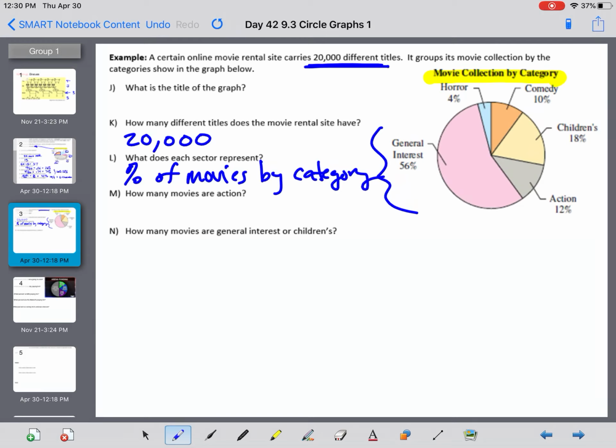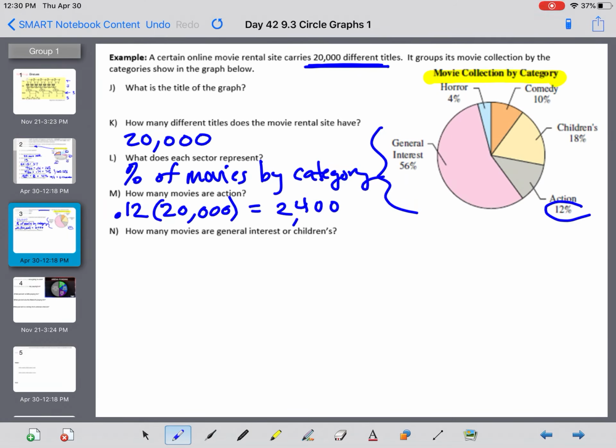And then M, how many movies are action movies? So here I know the percentage. There's 12% that are action, but I actually want to know the specific number of movies. So I'm going to take 12% and convert that to a decimal. So that's going to be 0.12. And I'm going to take 12% of the total number of movies. That's going to tell me the actual number of action movies that this site offers. So if I type that into my calculator, I'm going to get 2,400 movies are actually action movies.